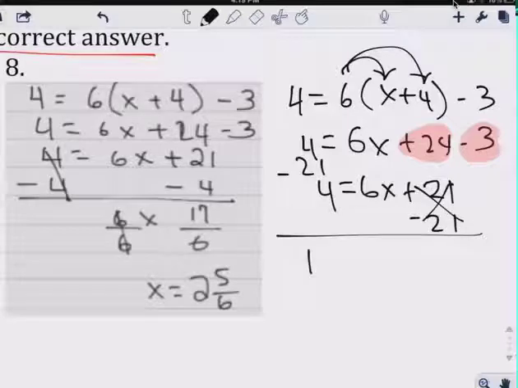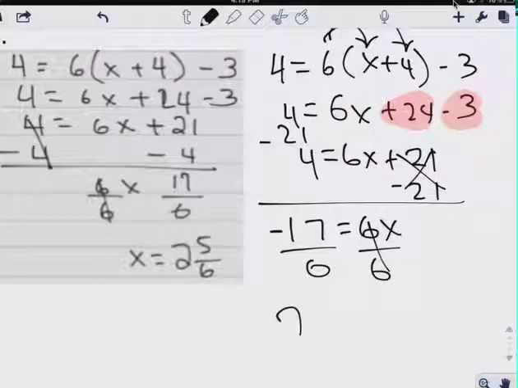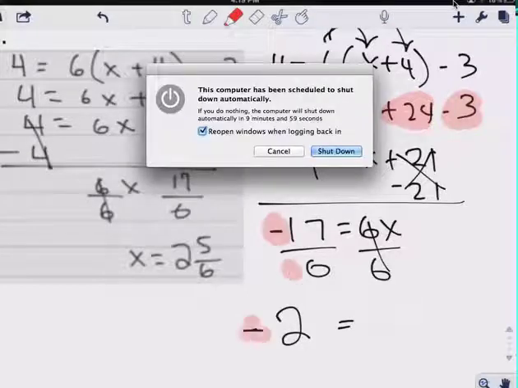You get 21. 24 minus 3 is 21, equals 4 minus 21, minus 21. Okay? 17 negative equals 6x. Divide by 6. 3, 2. It's 2 negative. A negative and a positive is a negative. Okay? With a remainder of, let's see, 12 minus 17 is 5 over 6 equals x.